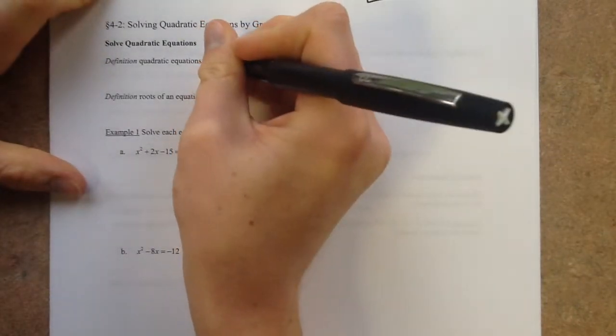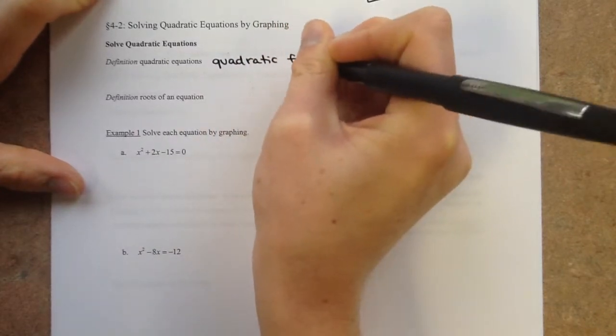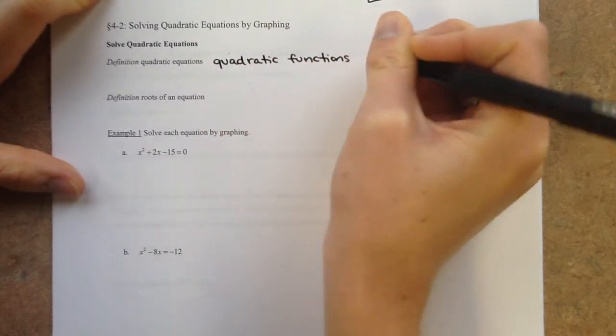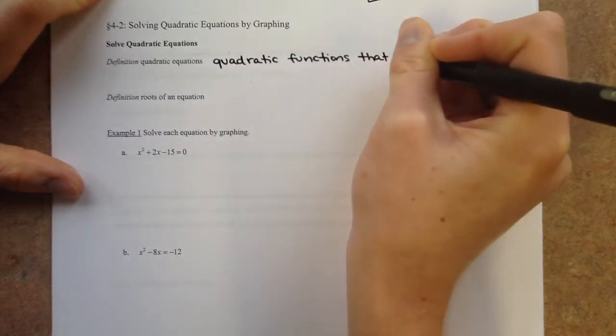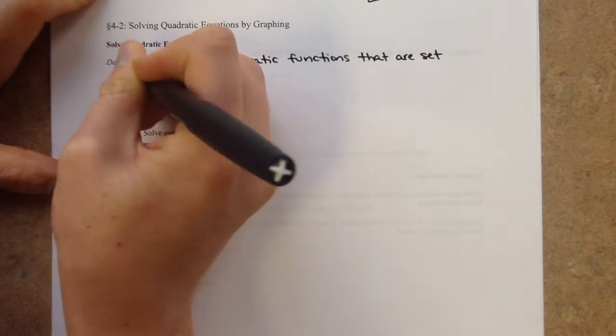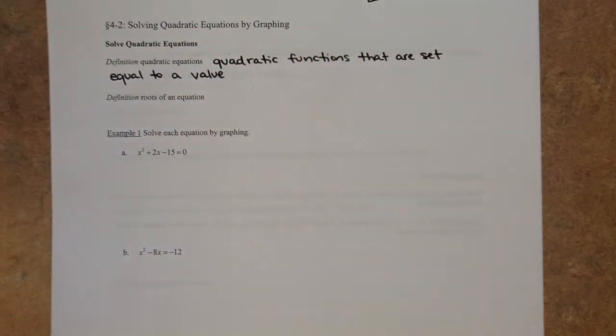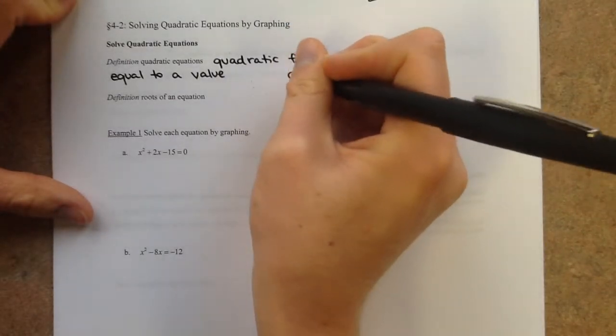We've been talking about quadratics, so let's just define a couple of things right here. So quadratic equations, these are quadratic functions that are set equal to a value. So again, we have talked about standard forms. The standard form of a quadratic equation looks like this.